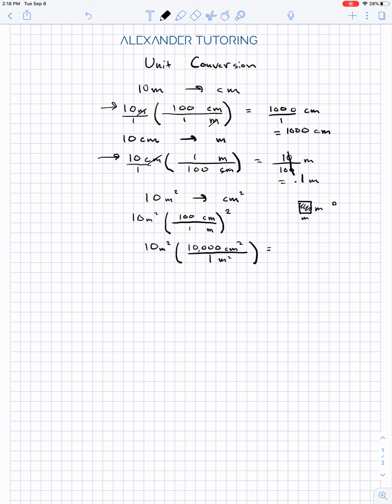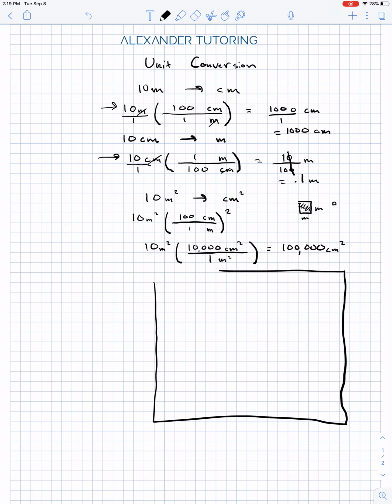Okay, multiplying here. 10 times 10,000 is 100,000 square centimeters would fit in a square meter. That's a surprising result, right? It's a lot, more than you would think, but a square meter is really big. It doesn't fit on here. You know, think a meter's about 3 feet, so you imagine 3 feet by 3 feet, and then a square centimeter is tiny. So it would actually take 100,000 of these guys to fill up that square.